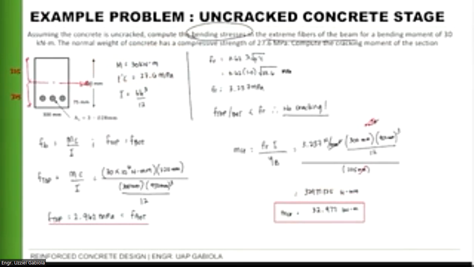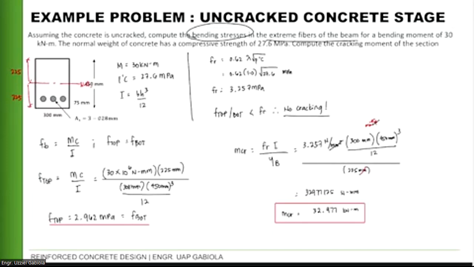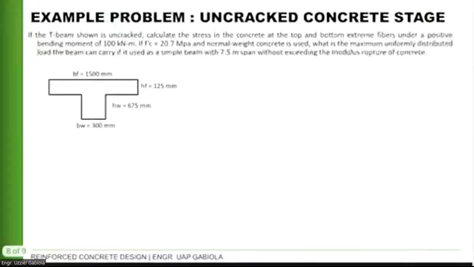All right. So let's have another one. Here we have a T-beam. If the T-beam shown is uncracked, we will still verify that later. Calculate the stress in the concrete at the top and bottom fiber under a positive bending moment of 100 kilonewton meter. Then if f'c is 20.7 megapascal and normal weight concrete is used, what is the maximum uniformly distributed load the beam can carry if it's used as a simple beam with a 7.5 meter span without exceeding the modulus of rupture of concrete?